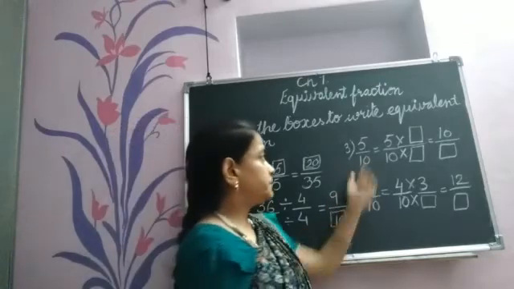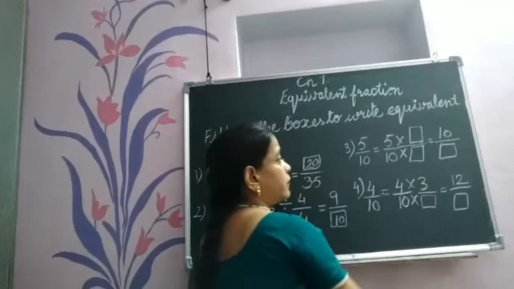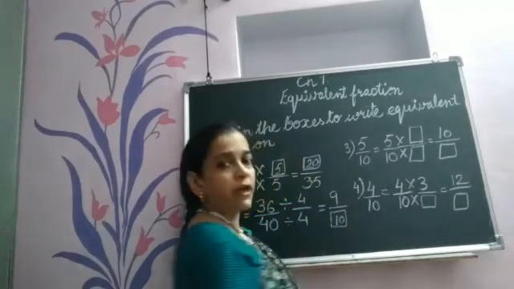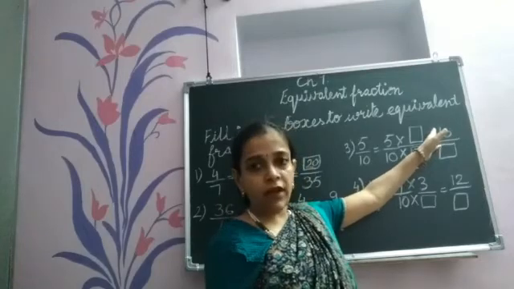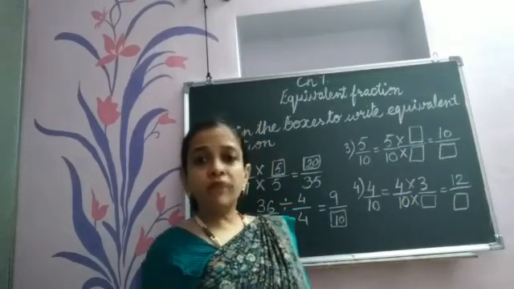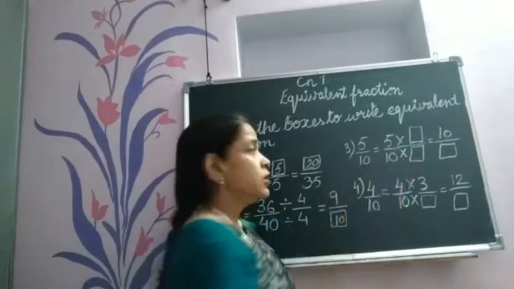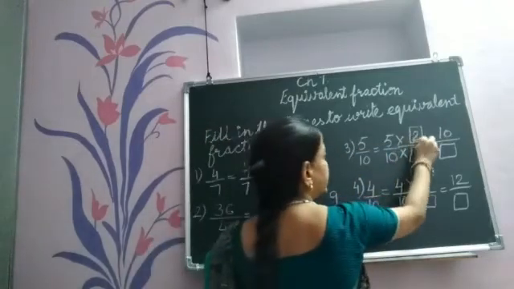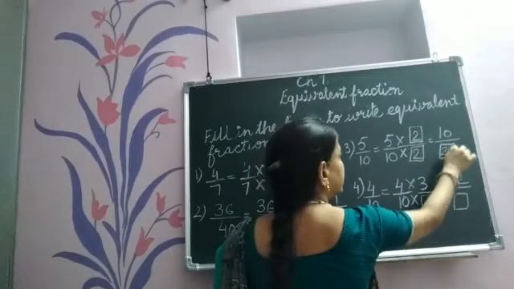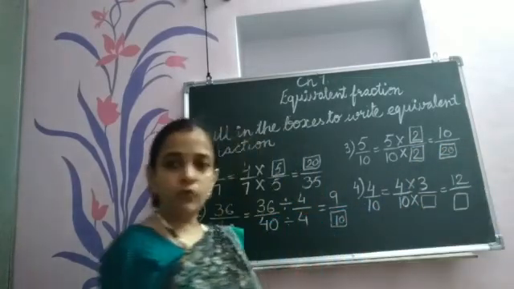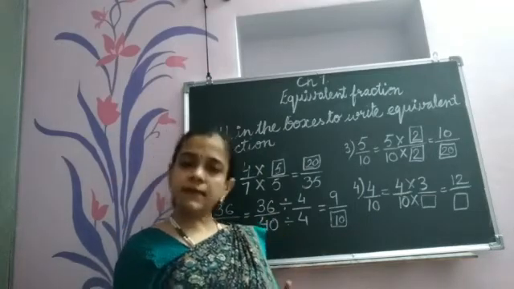Now do this question. Here we don't know by which number we have to multiply both numerator and denominator, but we know the numerator of the equivalent fraction, which is 10. By which number should we multiply to get 10? 5 2s are 10. It means we have to multiply it by 2. So we have to multiply 10 by 2 and we get denominator 20. Numerator and denominator must be multiplied by the same number.